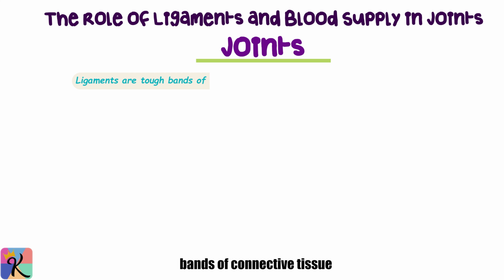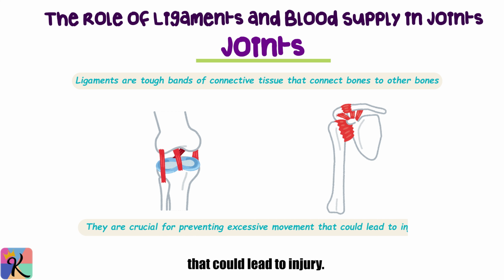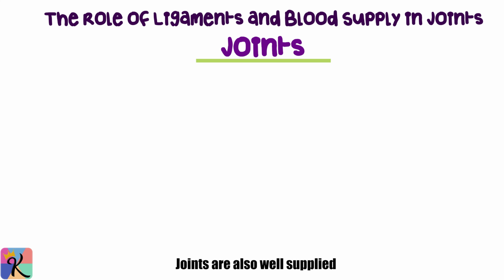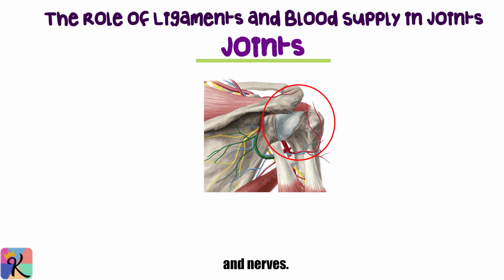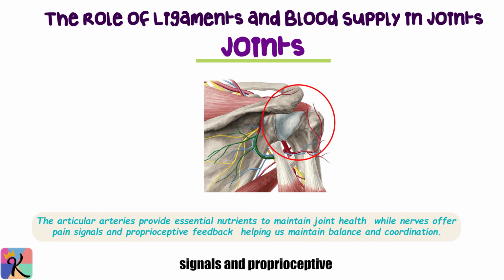Ligaments are tough bands of connective tissue that connect bones to other bones, providing stability and guiding joint movement. They are crucial for preventing excessive movement that could lead to injury. Joints are also well supplied with blood vessels and nerves. The articular arteries provide essential nutrients to maintain joint health, while nerves offer pain signals and proprioceptive feedback, helping us maintain balance and coordination.